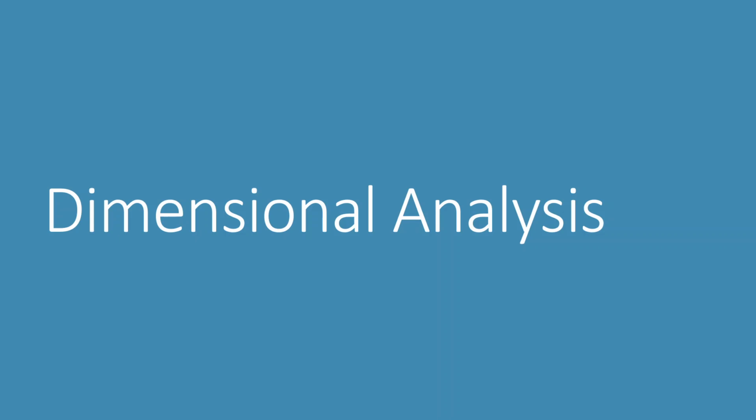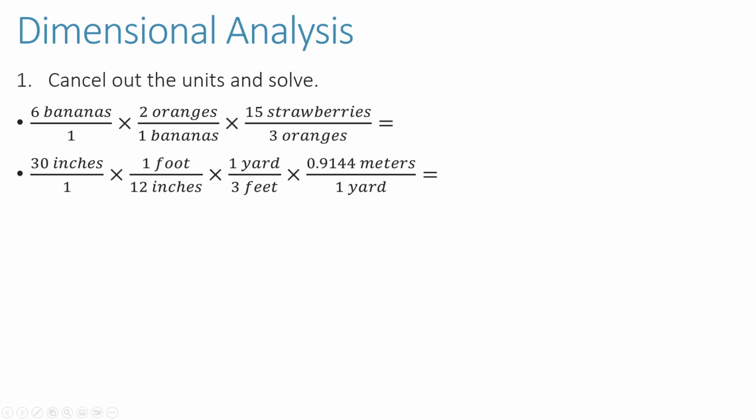Dimensional analysis. So dimensional analysis is a really useful way of solving problems that we use a lot in chemistry. It takes advantage of the fact that anything divided by itself is equal to 1. So 30 divided by 30 is 1. 3 billion divided by 3 billion is 1. X divided by X is 1.